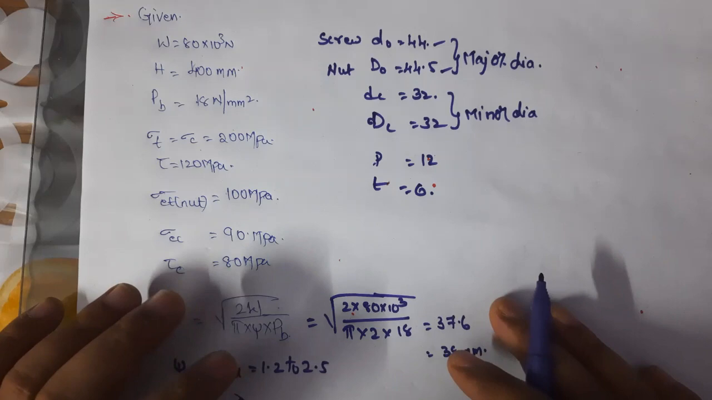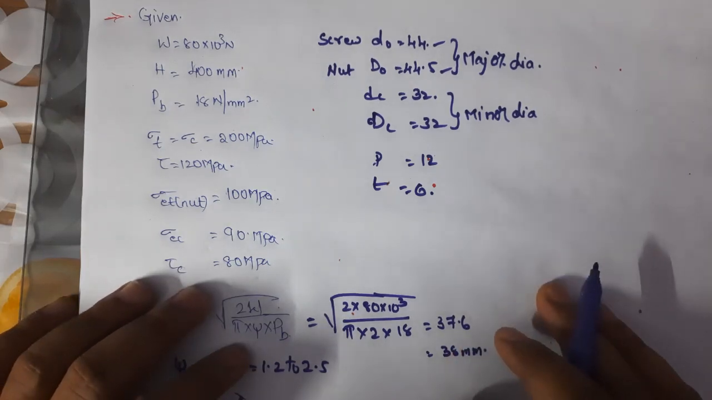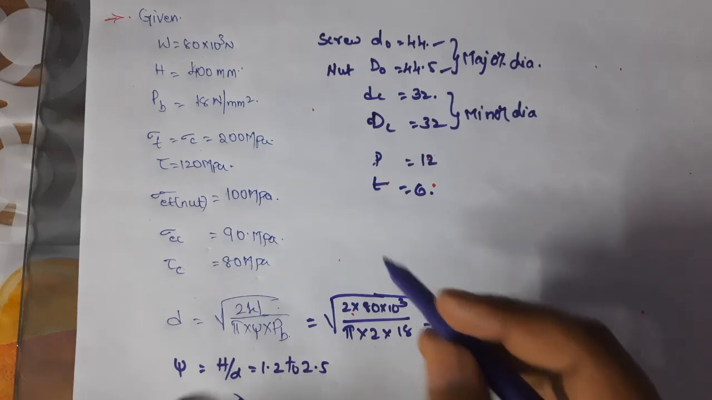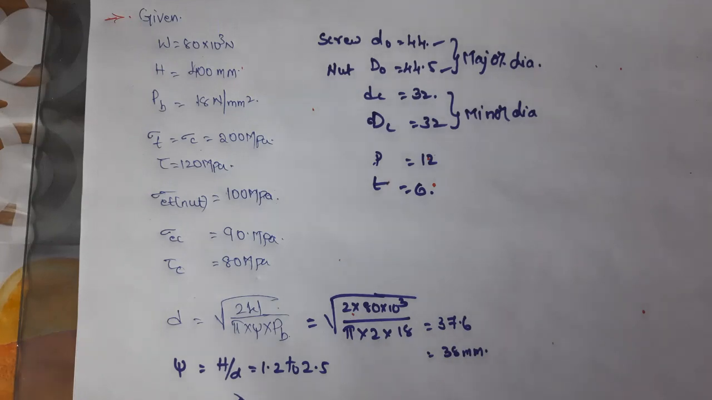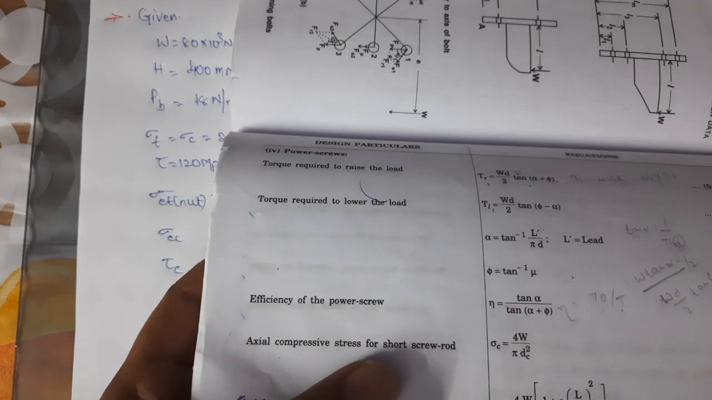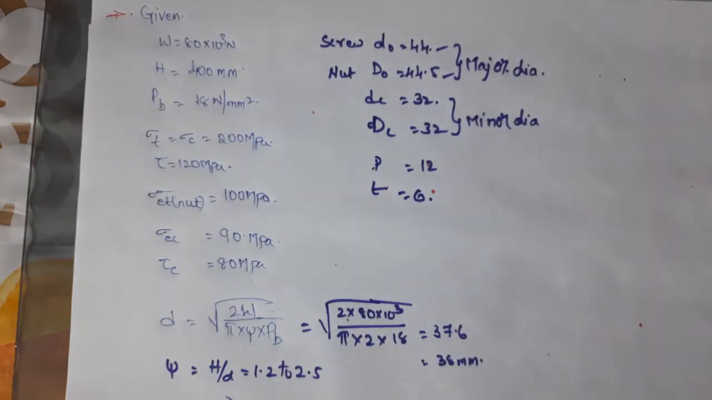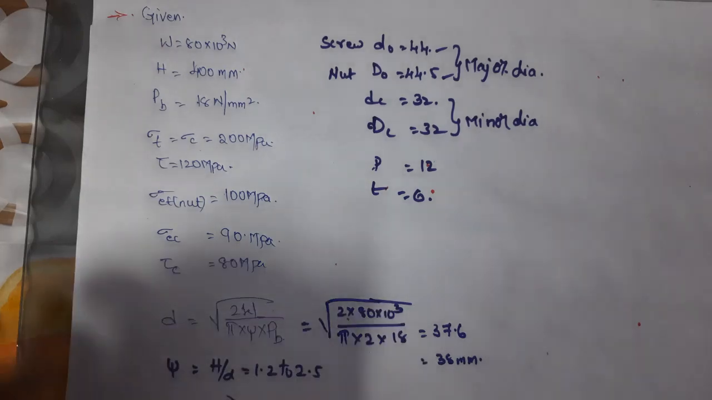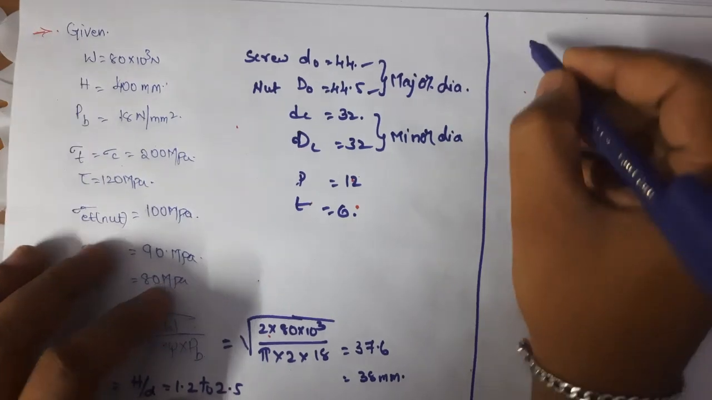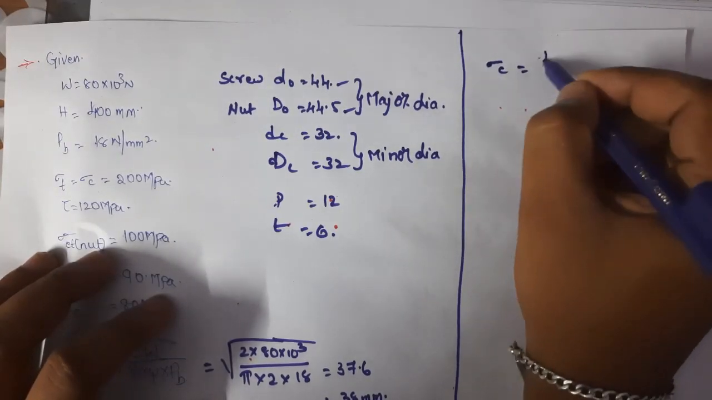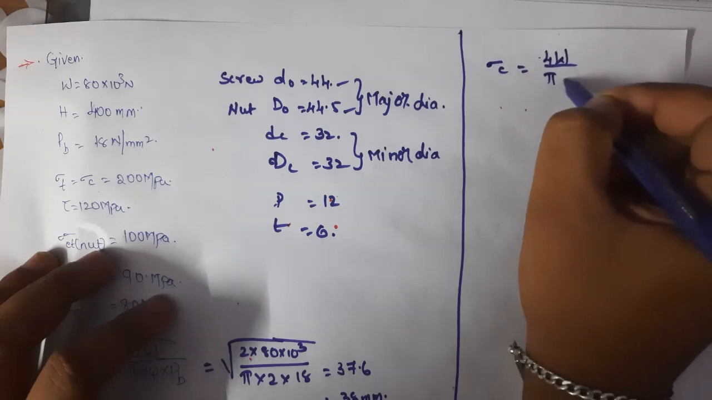Now we have to calculate the axial compressive stress of a material. So first thing that we are going to do is design a screw. For calculating the design of a screw, we have to calculate the axial compressive stress of a screw. That is, axial compressive stress of a screw will be sigma c is equal to 4W by pi dc square.